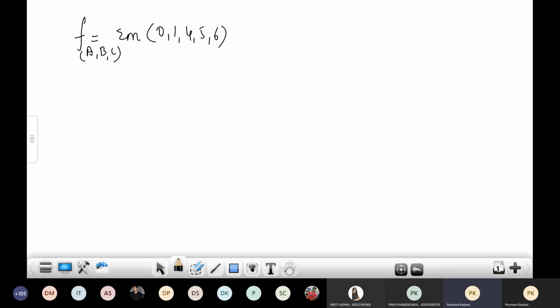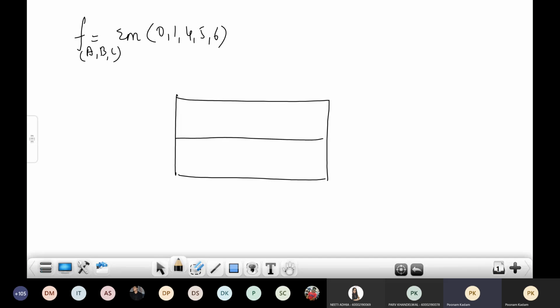So how will you do this? The first step is, now we have to simplify this logical expression. The first step is draw the K map. It's a 3-variable function, which means you will require an 8-cell K map. So let us draw an 8-cell K map.